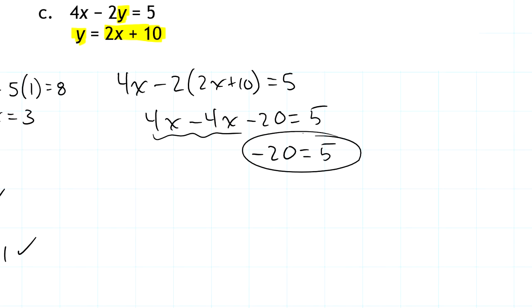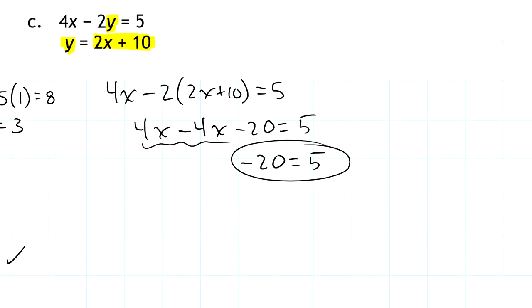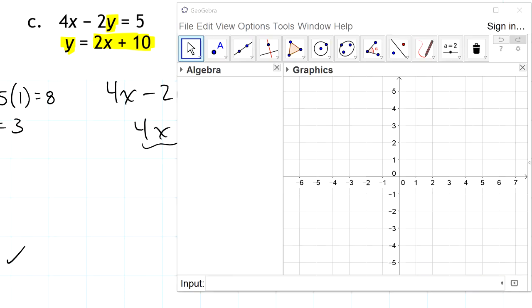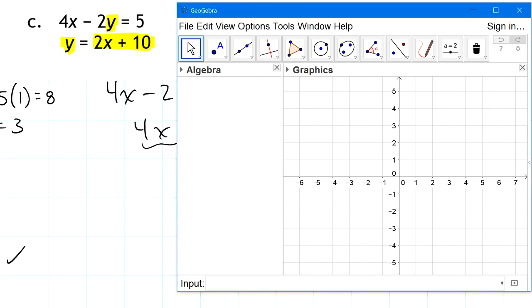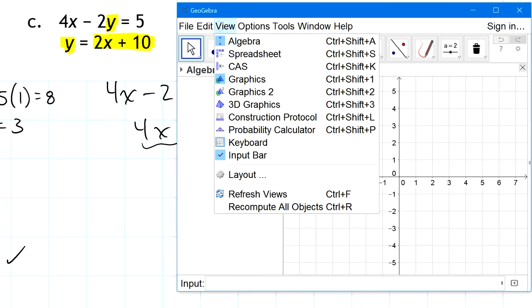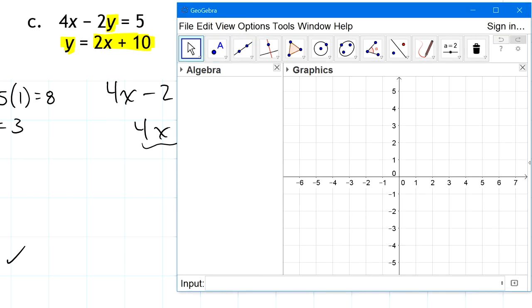So we've seen this before, and my suspicion is that these are parallel lines. In fact, I'd like to look at that. Okay, so let's go ahead and take a look at that. I'm going to enter both of those equations. Go to my input bar, I'm going to get 4x minus 2y, and that has to equal 5. So there's one equation, 4x minus 2y equals 5. And the other equation is y equals 2x plus 10.